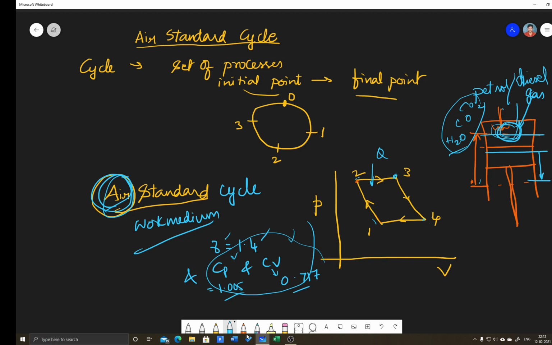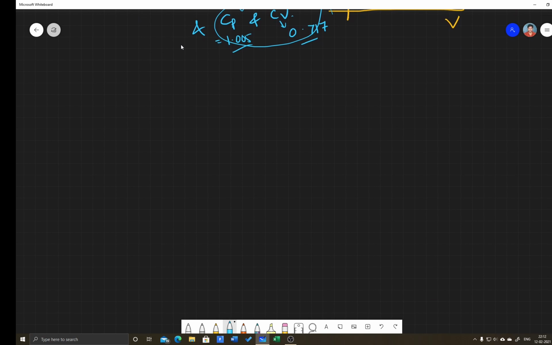So for theoretical assumption, we are assuming it as an air standard cycle. That means Cp, Cv and gamma will be constant throughout the cycle. Okay, that is why it is named as air standard cycle. There are several air standard cycles which are used in practical cases. We will see one by one.